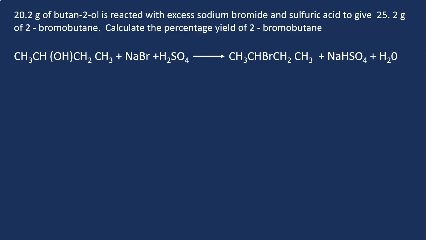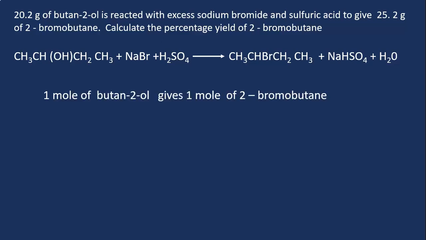First, we have to check that the equation is balanced. In this case, our equation is balanced. If the reaction was perfect, then 1 mole of butan-2-ol would react with excess sodium bromide and sulfuric acid to give 1 mole of 2-bromobutane.